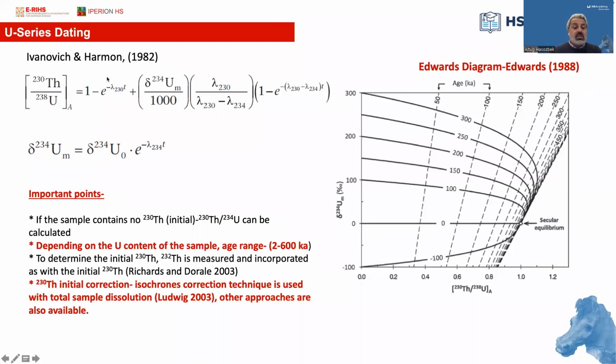An important point is that your sample shouldn't contain any initial 230 thorium, and depending on the uranium content of the sample, the age range, as I said, can go from 2,000 to 600,000 years. There is also a way that you can define your initial correction. So isochron correction techniques can be used with total sample dissolution, which is described in Ludwig 2003, and other approaches are available, which is a little bit in discussion.